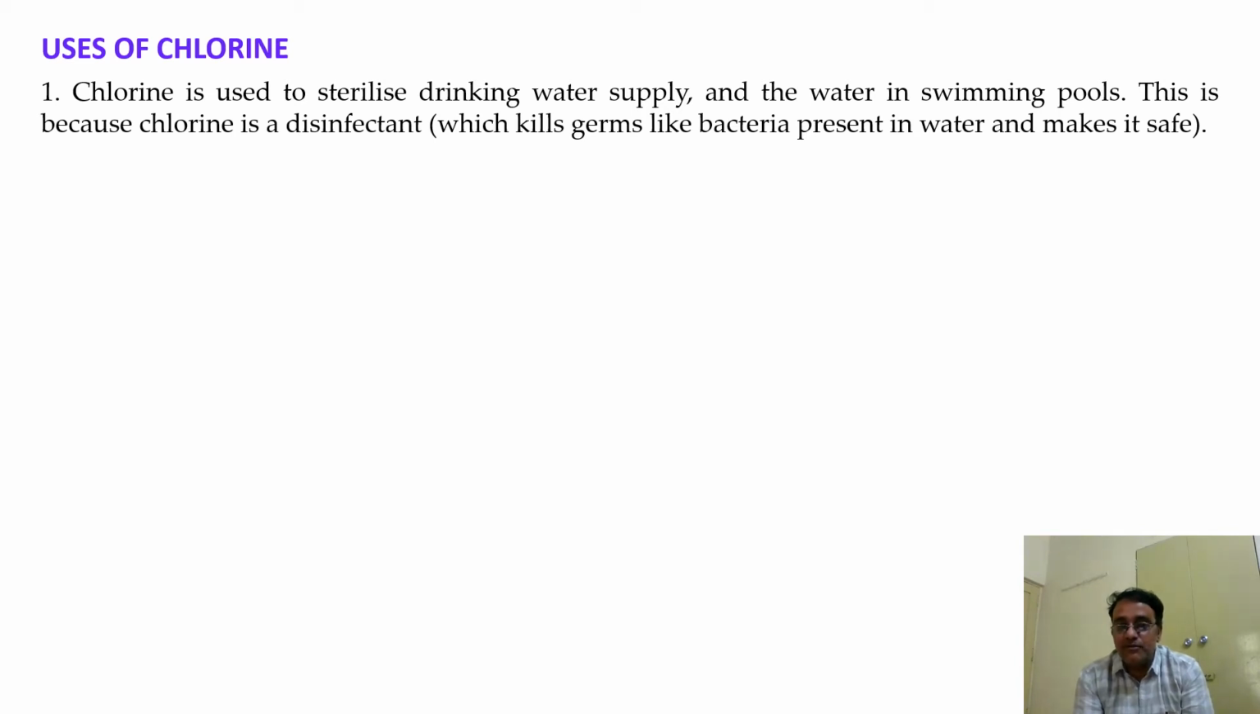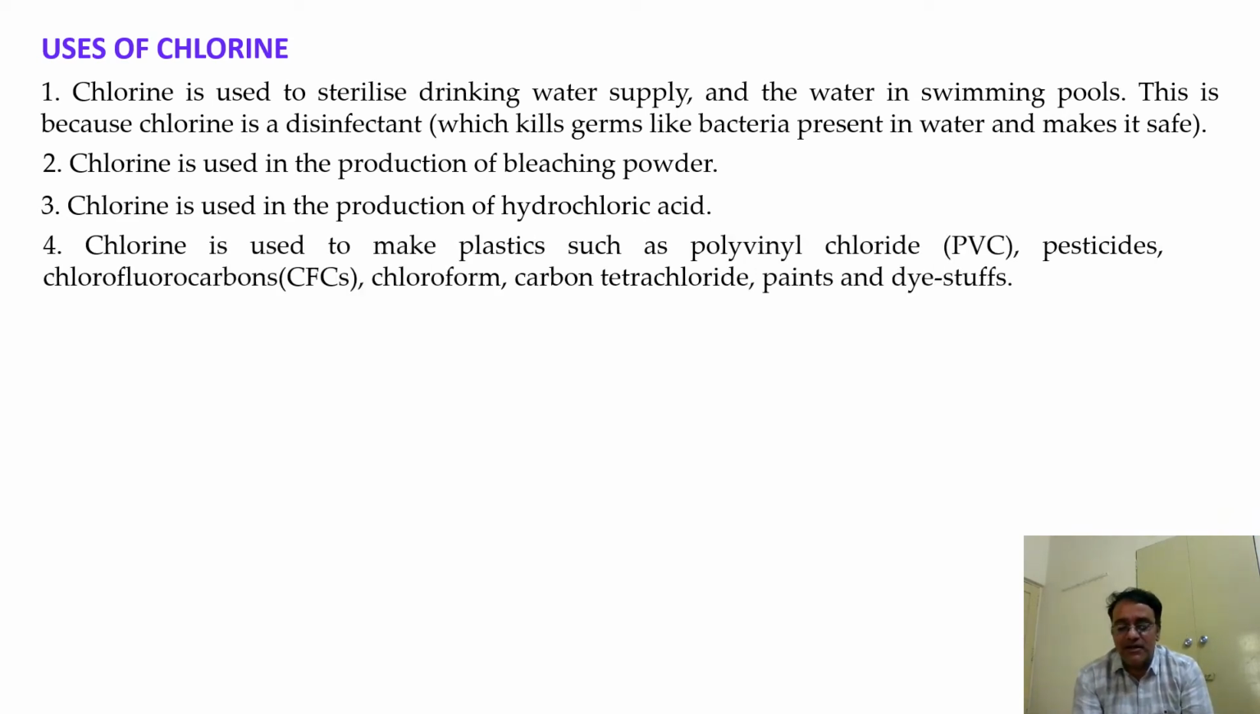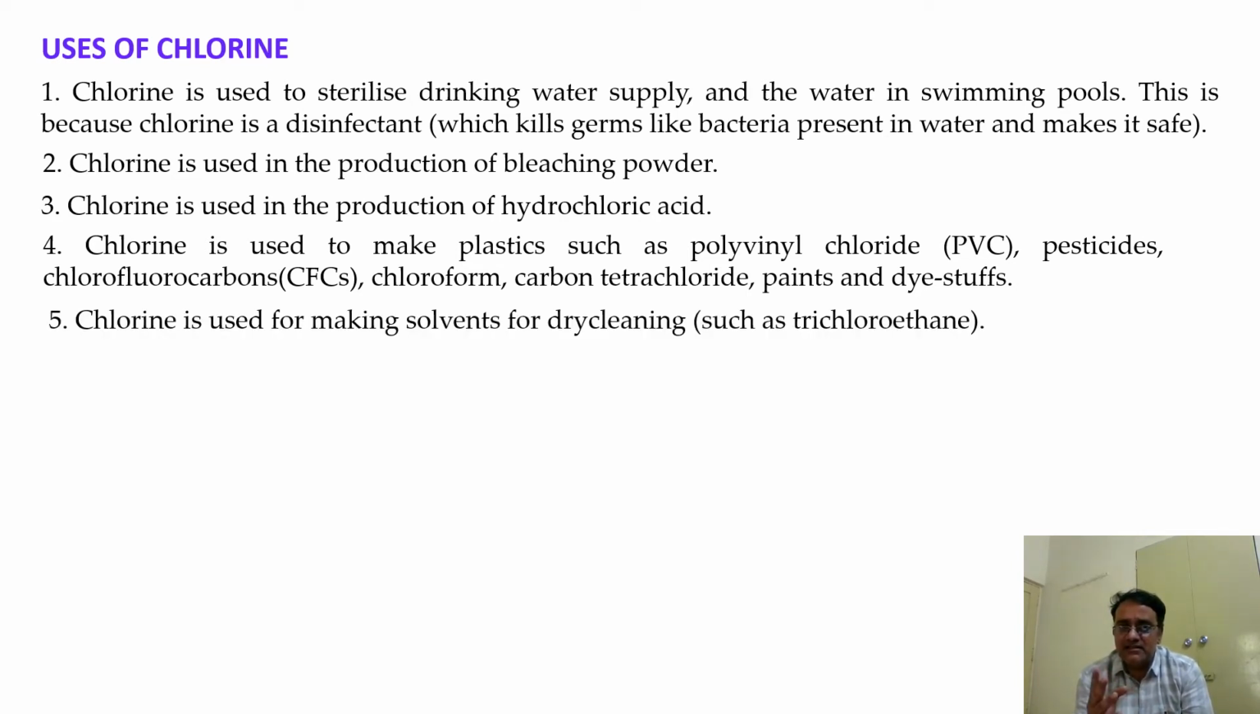We use chlorine to purify water. Chlorine is also used in the production of bleaching powder, in the production of hydrochloric acid. Okay, this is the second one, this is the third one. And chlorine is also used to make plastics, such as PVC, that is polyvinyl chloride, and pesticides also. Okay, CFCs, chloroforms, carbon tetrachloride, paints and dyestuffs, all in all this chlorine is very useful. And it is also used for making solvents for dry cleaning, such as trichloroethane. So these are the uses of chlorine.